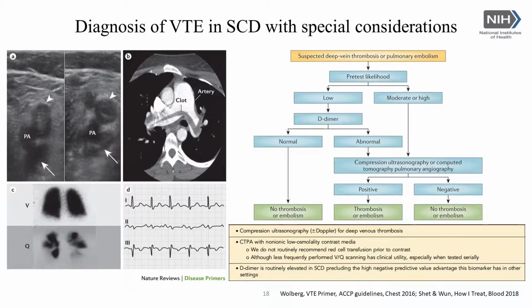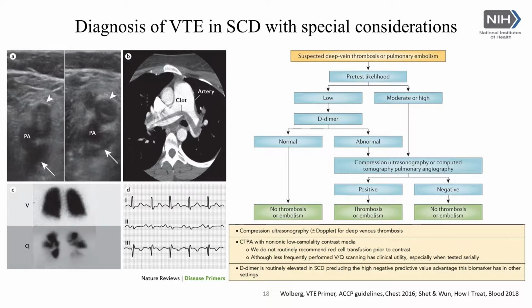But if you go here, when you suspect a DVT or a pulmonary embolism in a patient, one thinks of what's the pretest likelihood in the general population. In sickle cell disease patients, I would say that your pretest probability is pretty high to begin with. So if it's moderate or high, you go straight to compression ultrasonography or CTPA, which is computed tomography pulmonary angiography. And once you do these tests, if it's positive, you have a diagnosis of a thrombosis or a pulmonary embolism. If it's negative, you do not have evidence.